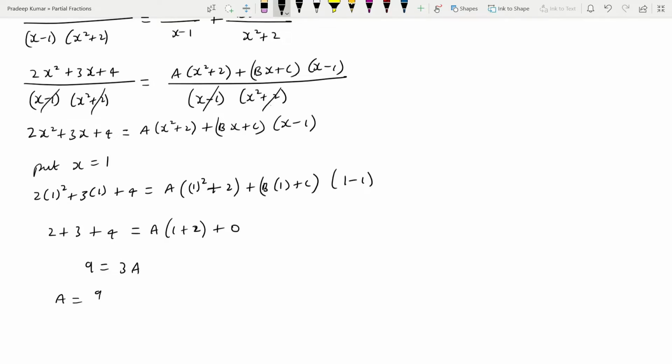So we can send this 3 to the side. So a is equal to 9 by 3. So 3 ones are 3, the 3s are getting cancelled. So we are getting a is equal to 3. So we got the a value. In the same way, we'll try to get the b and c values also.